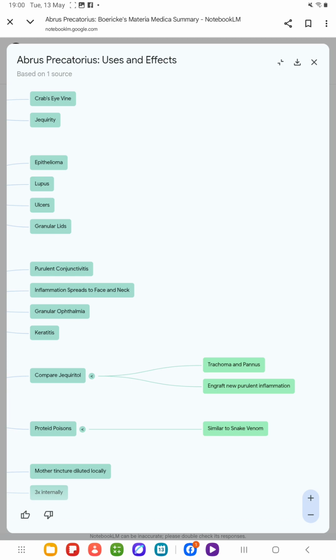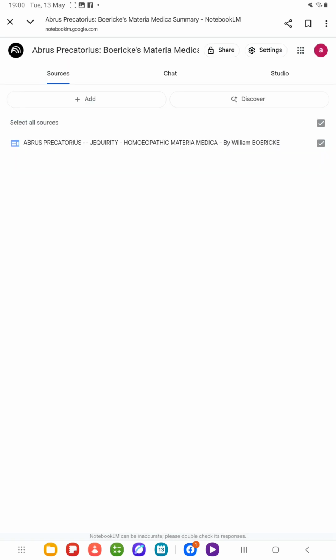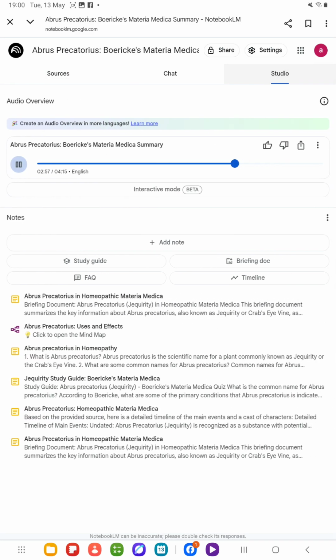Did Boericke mention how it was actually prepared or used, dosage and stuff? He does briefly. He mentions a mother tincture diluted locally, so applied directly but diluted, and also a 3x internally dilution. Now, for anyone not familiar with homeopathy, the mother tincture is the starting point, the concentrated extract. And 3x means it's gone through a specific process of dilution, multiple steps. The idea is to get the therapeutic effect, but minimize the toxicity. Okay, got it. So highly diluted for internal use. That seems to be the idea presented here.